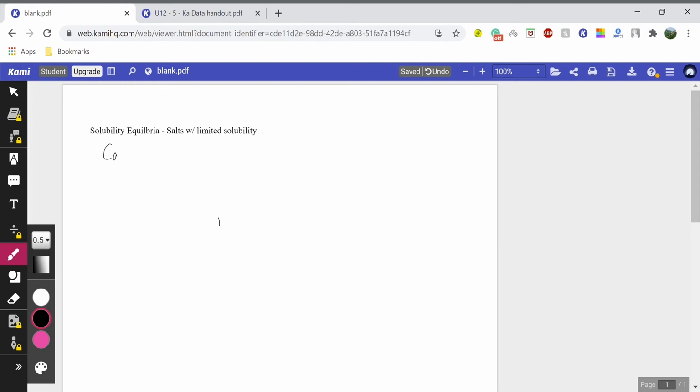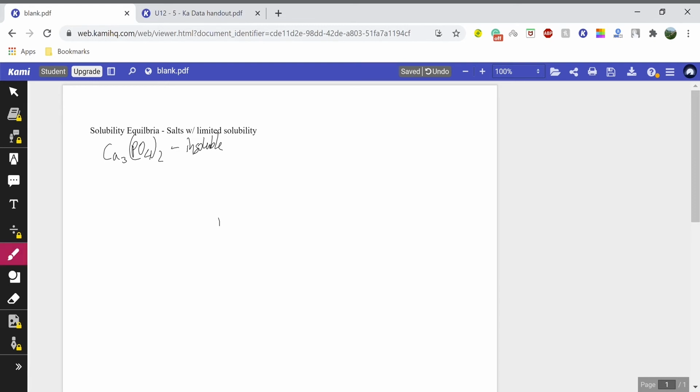Let's take a look at calcium phosphate, Ca3(PO4)2. In our chart, it says all carbonates and phosphates except group 1 and ammonium are insoluble. So we learned that this is insoluble. But the reality is all substances are to some extent soluble.